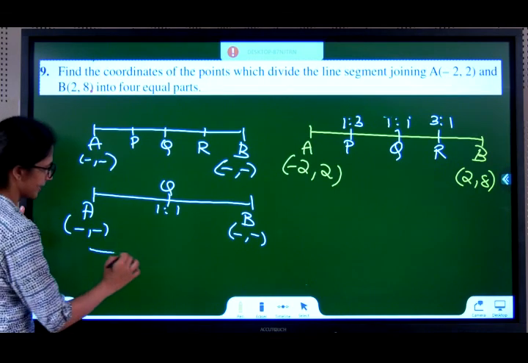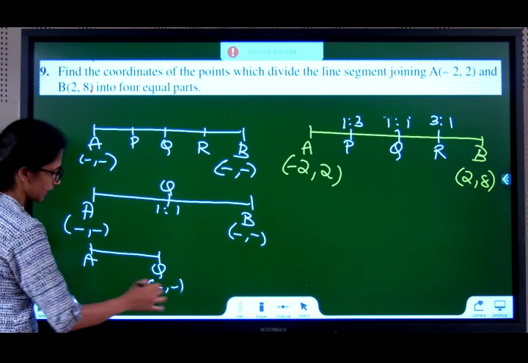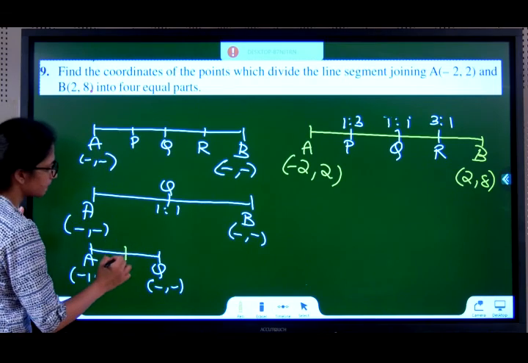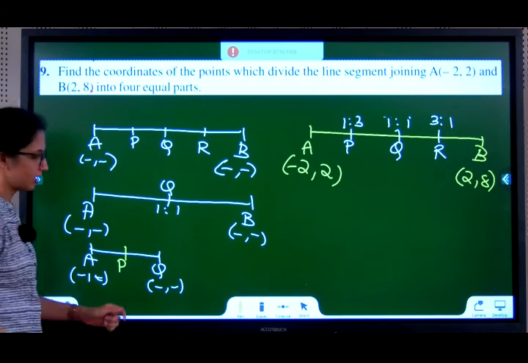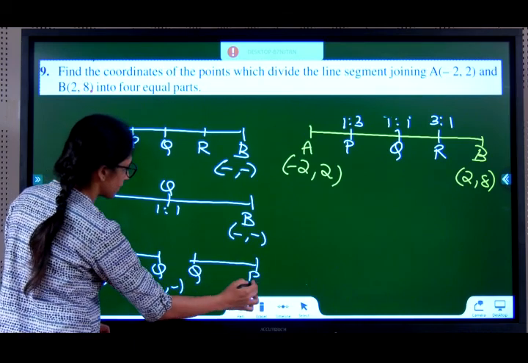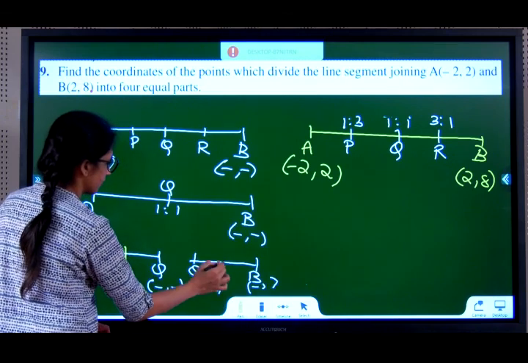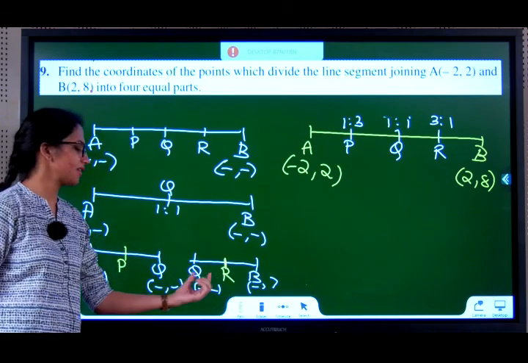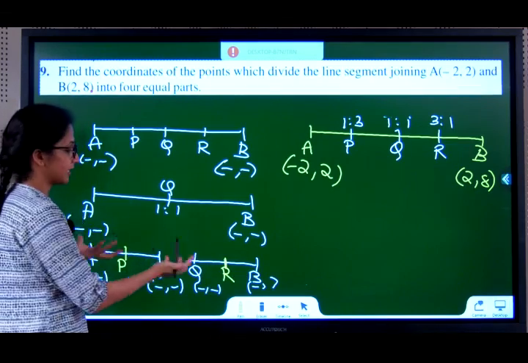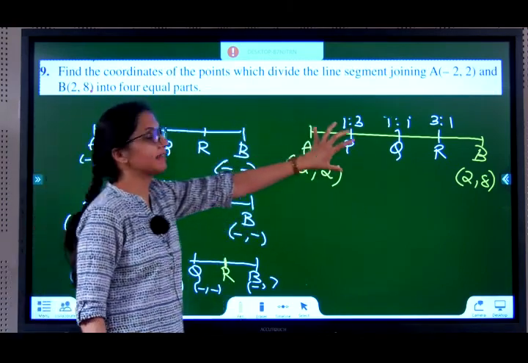After doing this, I will take only AQ. Now I have Q. I have A. Can I find P? Because P is the midpoint of AQ. Similarly, I have Q. I have B. Can I find R? Yes, because R is the midpoint of QB. Midpoint formula is easy. I am skipping the whole concept of m is to n. So you can go ahead with this technique, method 1.